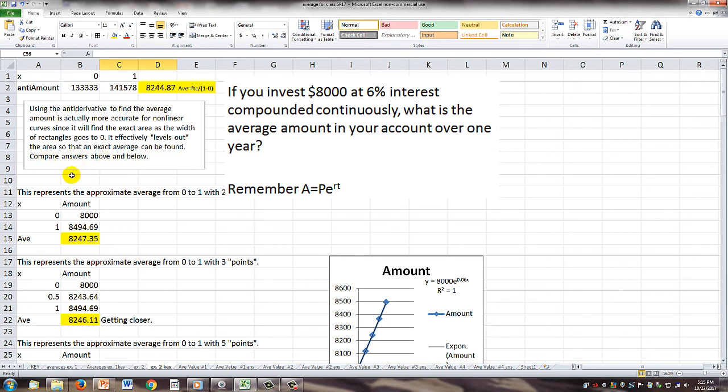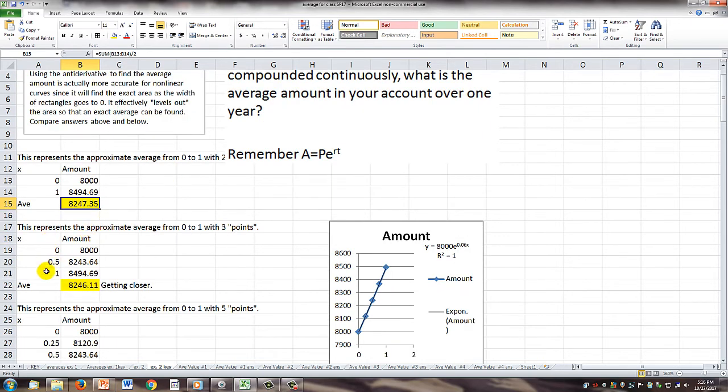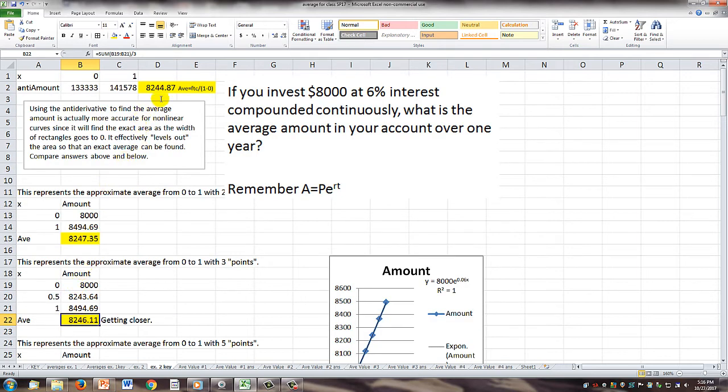So let's say I don't believe it and I just want to find the average using the function without the antiderivative, 8,000 e to the 0.06t. At 0 years you have 8,000, and at 1 year you have 8,494. If we add those up and divide by 2, we get 8,247.35. So it's kind of off. But let's say I split this year up and go from 0 years to half a year to 1 year, and then I add those up and divide by 3, then that's my average, and it's 8,246.11. So we just got closer.